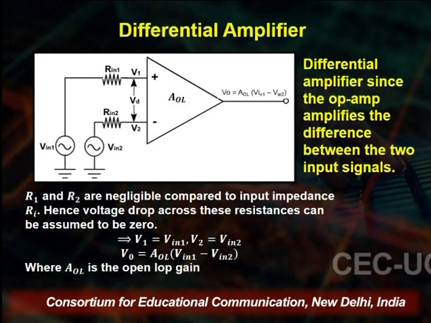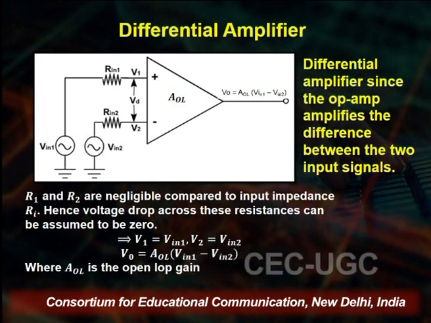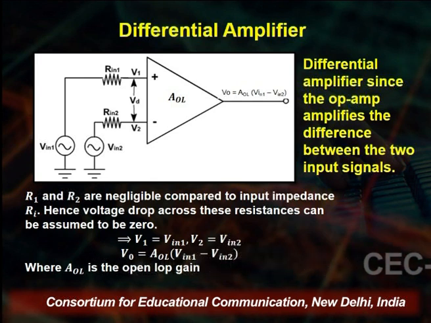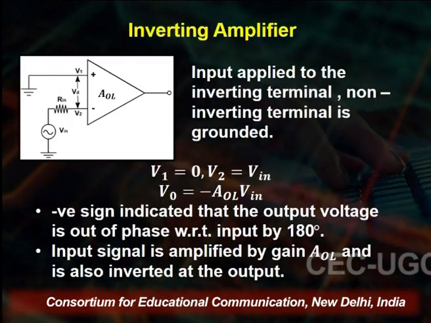The output at pin number 6 would be 2 into 10 to the power 5 times Vd, this being the open loop configuration. So one can understand that the amount of voltage that you get at pin number 6 is expected to be very high, but that is not so, as we'll see in the next couple of slides.